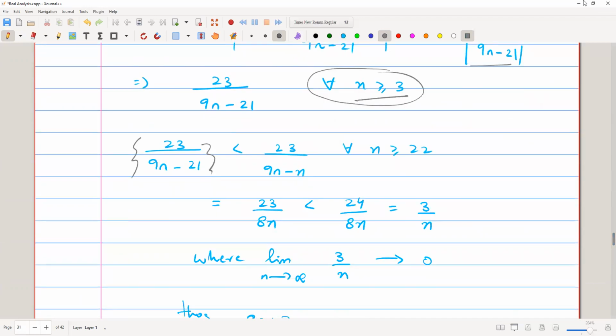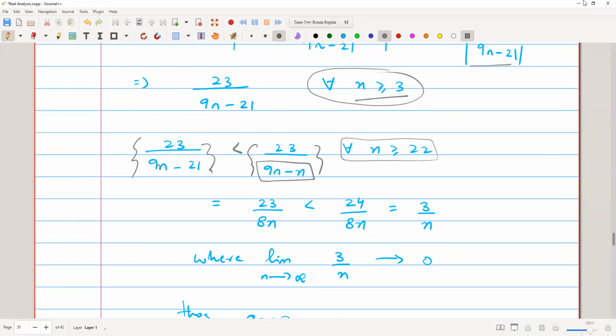Okay, so we can now say that 23 over 9n minus 21 is less than 23 over 8n when n is greater than or equal to 22. We can check that if n is greater than or equal to 22, this thing becomes greater. We can put in the value of n, 22 or some greater value than 22, and check whether it's fine or not.